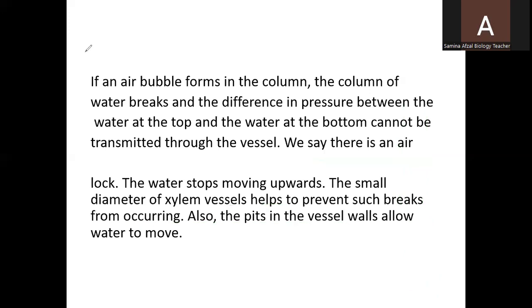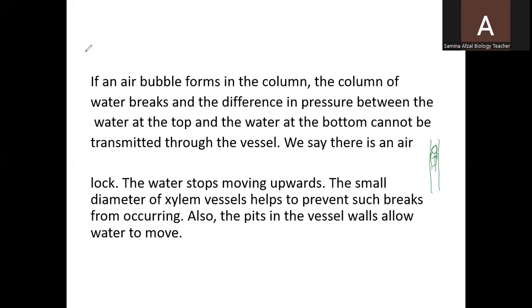If an air bubble forms in the column, which can sometimes happen, the column of water breaks, and the difference in pressure between the water at the top and the water at the bottom cannot be transmitted through the vessel. We say there is an air lock. So if there is a bubble inside the xylem vessels, what will happen? There will be an air lock, so the water stops moving upward. Water will be unable to move in the upward direction. It is blocked by an air lock.